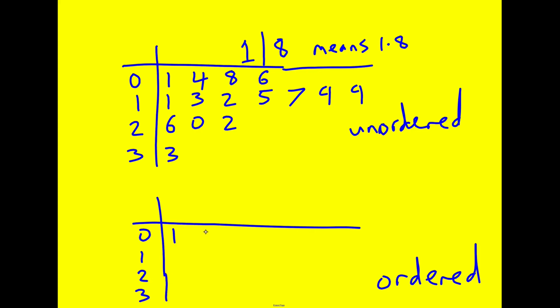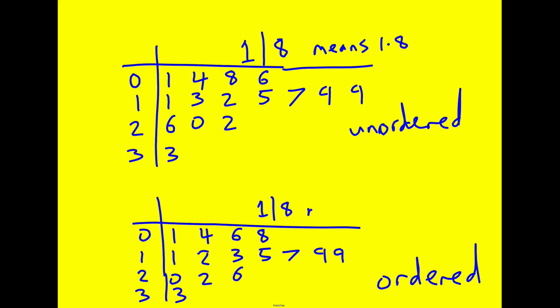Okay, and now I just need to write it in order. 1, 4, 6, 8. 1, 2, 3, 5, 7, 9, 9, 0, 2, 6, 3. Don't forget the key. And there we have it.